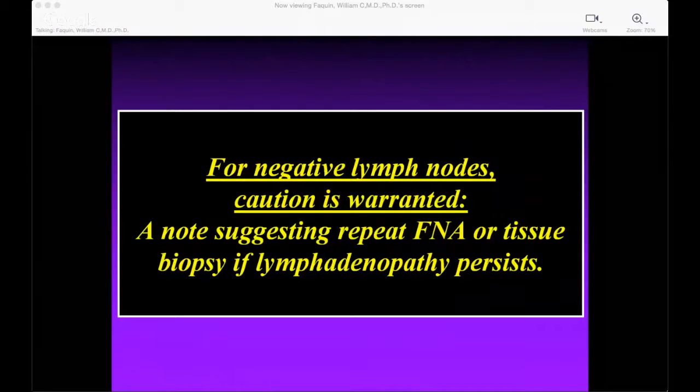The other point of caution is for negative lymph nodes. Generally, what I like to do is to put a note suggesting repeat fine needle aspiration or tissue biopsy if the lymphadenopathy persists. And as we all know, that's because in a subset of cases, you can have lymph node aspirates which will have a negative or benign flow cytometry. For example, a Hodgkin lymphoma, or for example, a B-cell rich T-cell lymphoma, or some large cell B-cell lymphomas can give a negative flow cytometry.